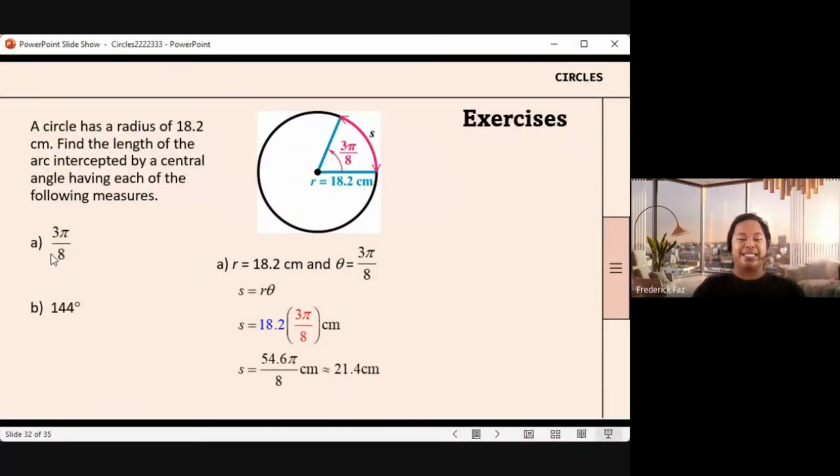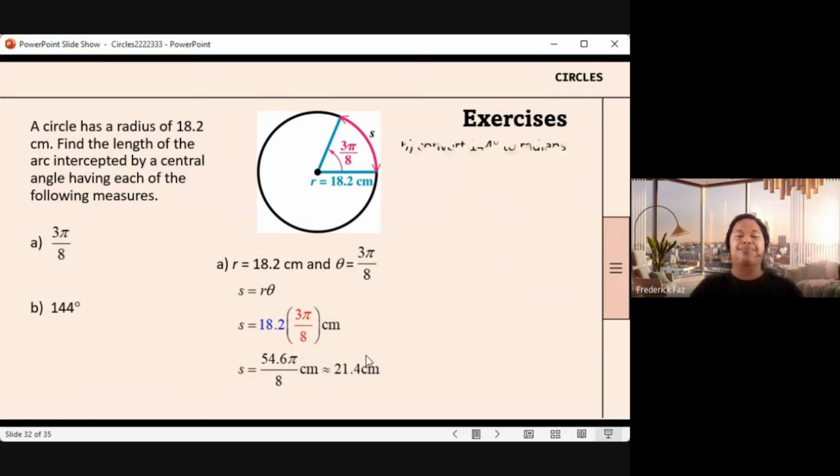So, if the given is in radian form, you can use this formula to find the length of the arc. So, 18.2 times 3 pi over 8, kasi yung ating theta dito is measured in radian na po. In solving for S, we get approximately 21.4 centimeters po.